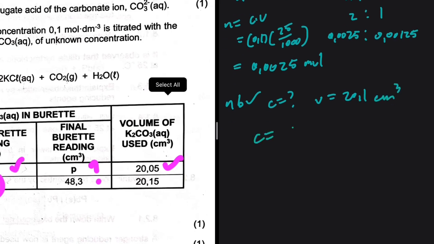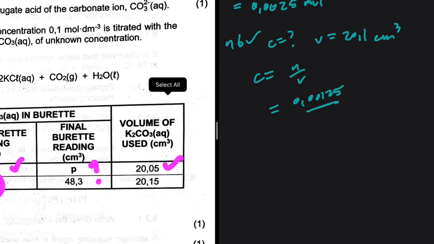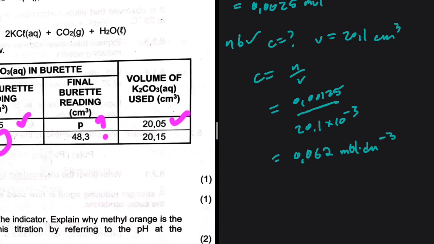So the concentration is the number of moles over volume. The number of moles is 0.00125, and the volume is 20.1 divided by 1000, so I can just multiply with 10 to the minus 3. So 0.00125 divided by 20.1 times 10 to the minus 3. I'm getting 0.062 moles per decimeter cube. This is the concentration of K2CO3 that I end up with.